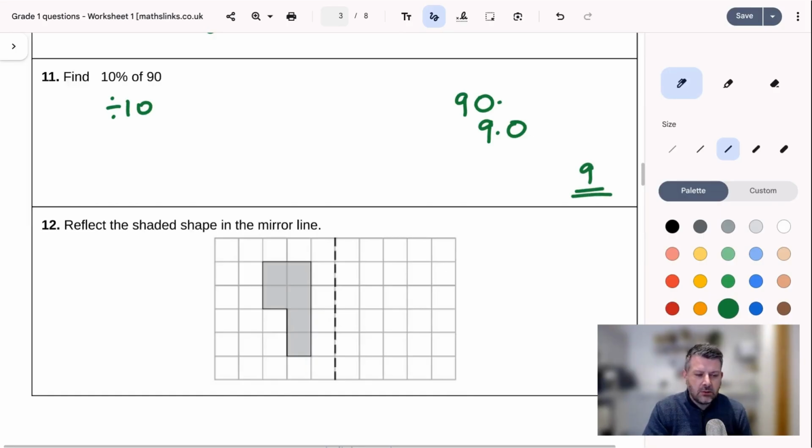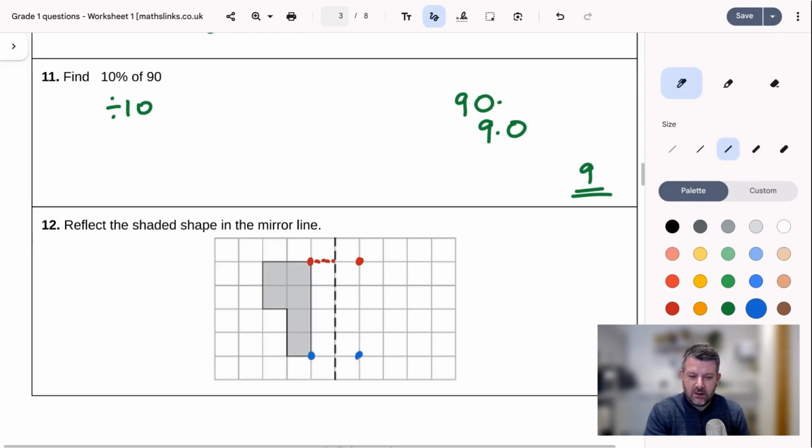Okay, so question 12, reflecting the shape in the mirror line. There's a few ways of doing it. One way of doing it is just think about that red dot I created is 1 square away from our mirror line. That's our mirror line right down there. So when we reflect it, it's going to go to the other side, and it should be the same distance away.